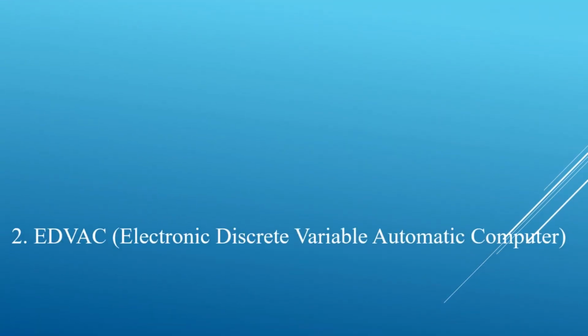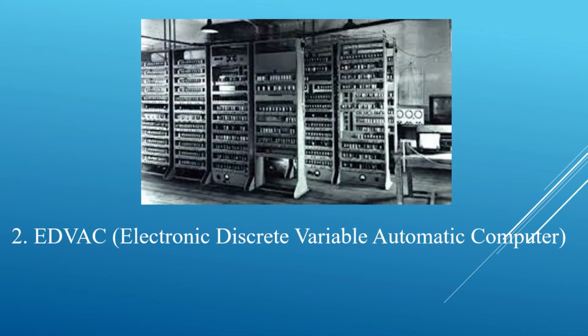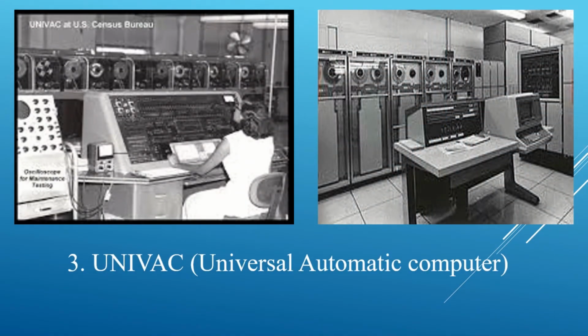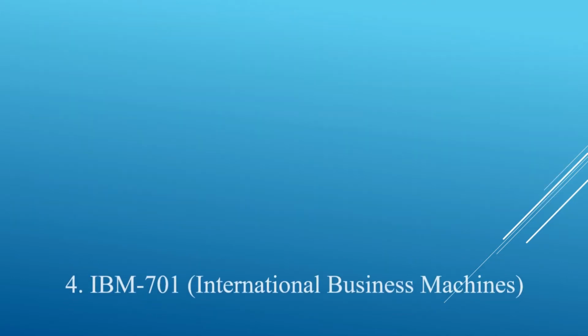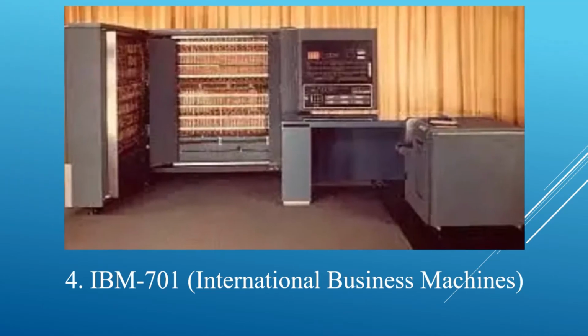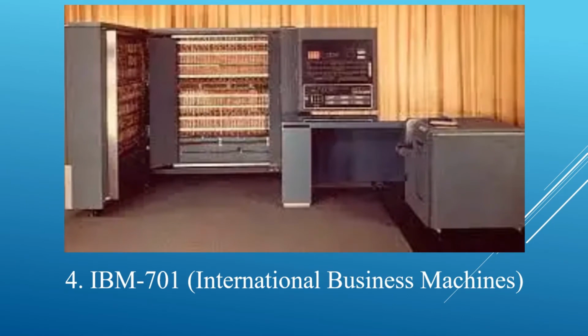Let's look at the next example, which is EDVAC, which stands for Electronic Discrete Variable Automatic Computer, which is also as big as the first example. The next one is UNIVAC, which was being used by the US government for the census. UNIVAC also stands for Universal Automatic Computer. The next is IBM 701. IBM basically stands for International Business Machines. And this is the picture of the IBM 701.